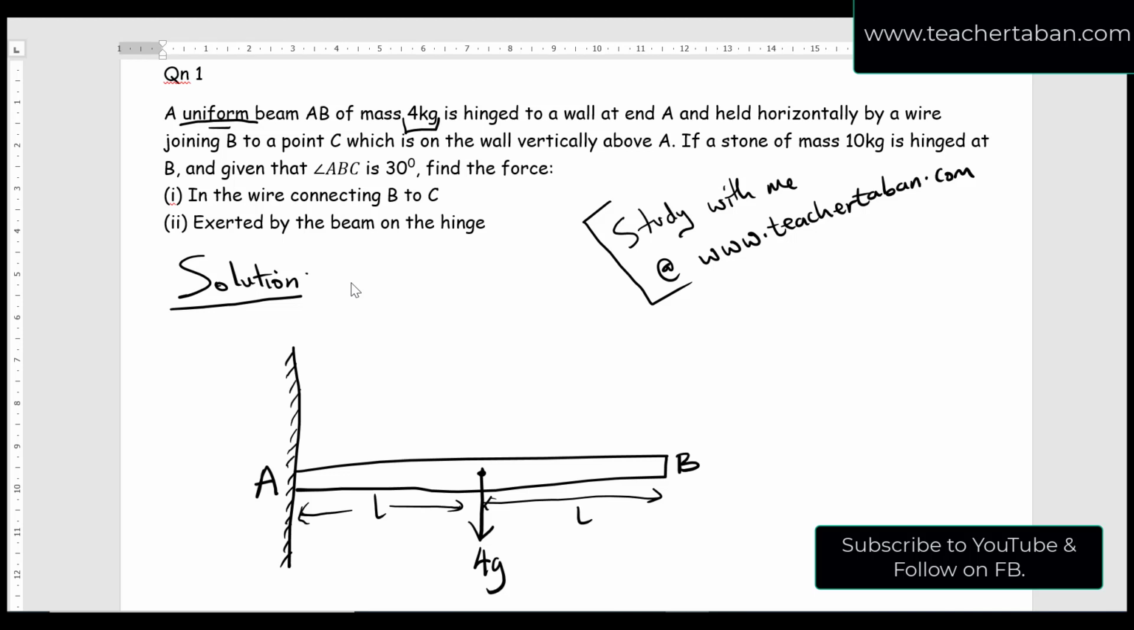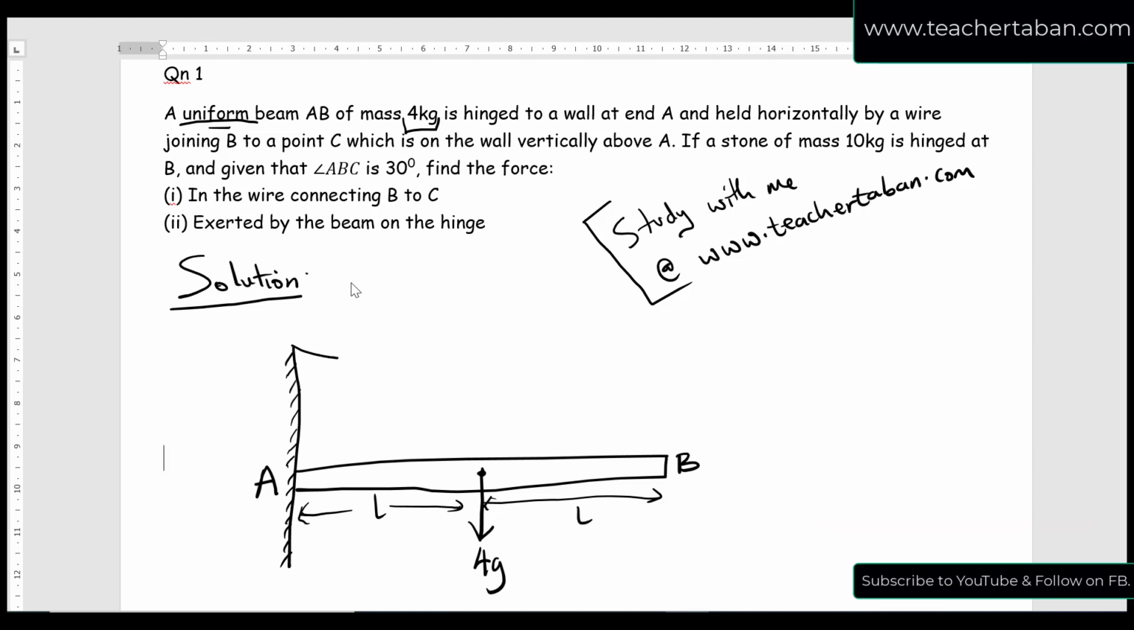At the same time, they're saying that there's a wire. The beam is held horizontal by a wire joining B to point C. So our point C is vertically above point A, and we shall call this our point C like that. A stone of mass 10 kilograms is hinged at B. That means that at this point B we have a mass of 10 kilograms, meaning that its weight is 10g. And the angle ABC is 30 degrees. So this angle here is 30 degrees.